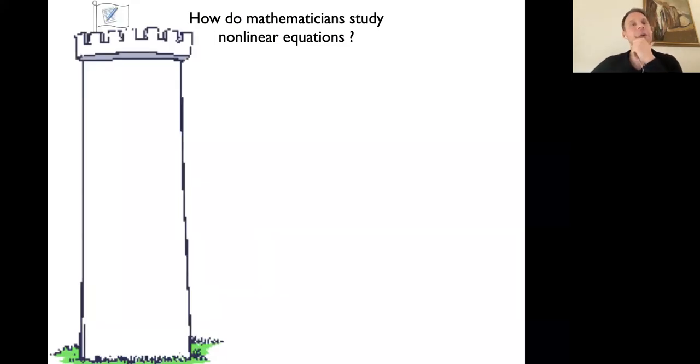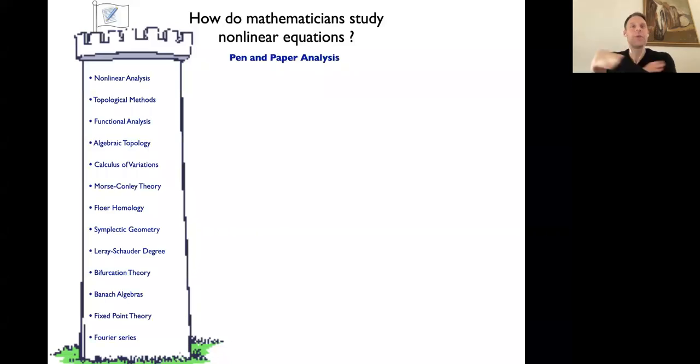So there is the tower here that I will call the pen and paper tower, where you have pen and paper analysis. So in this tower, you have beautiful, powerful mathematical theories that have been developed to study nonlinear equations. And some of them may actually look quite theoretical, like Floer homology. For those of you who know what Floer homology is, this is really an algebraic topological invariant designed to characterize originally the number of periodic motions in Hamiltonian dynamics. So Floer himself developed this Floer homology to really try to understand periodic motions in Hamiltonian dynamics.